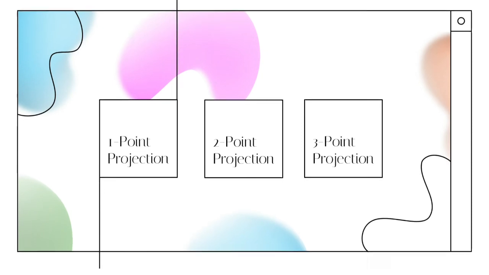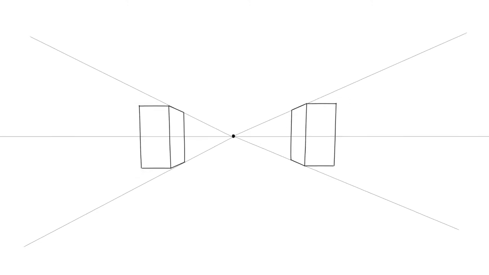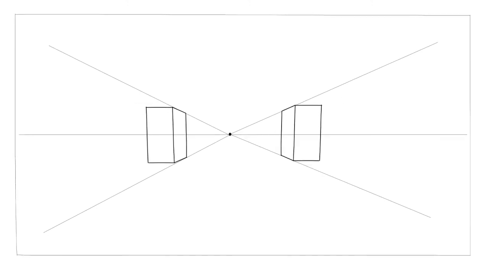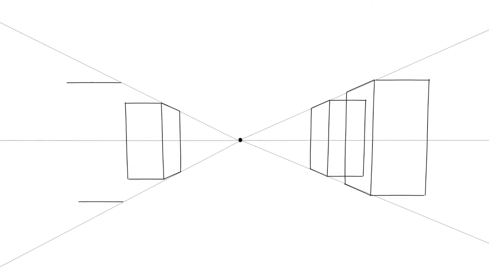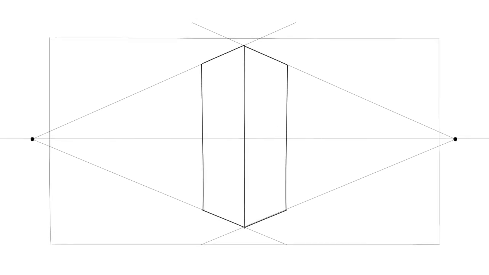All of said projections play with these major elements. Vanishing points are the most important, as it is where all lines will converge. The 1-point has a singular vanishing point and has an effect of bounding the view within a frame. The central vanishing point can also be manipulated to give emphasis, and this is where the line of symmetry perpendicularly intersects. The 2-point has two vanishing points, which can or cannot be on the picture plane.